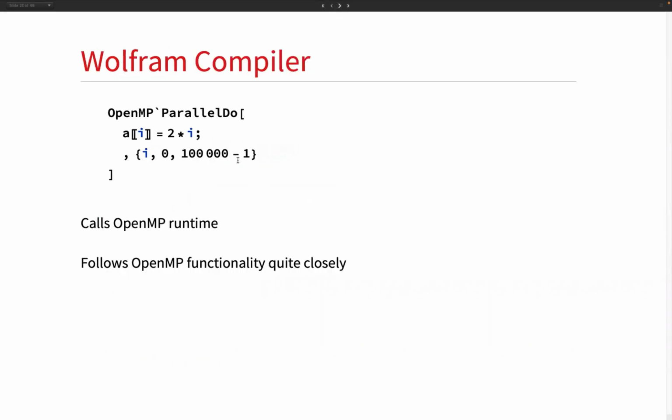We support something like this in the compiler. We have a parallel do that's an OpenMP version of a parallel do. It has some similarities with a do loop, but it's not exactly the same. That's the similarity with the thing that you just saw. This parallel do is using the OpenMP runtime. The OpenMP runtime is feasible to work with, and this follows the OpenMP functionality quite closely.